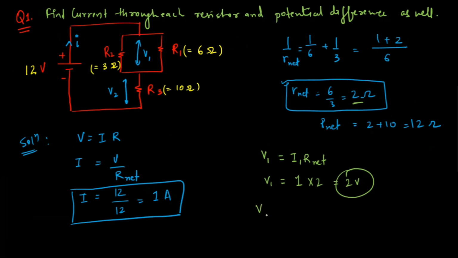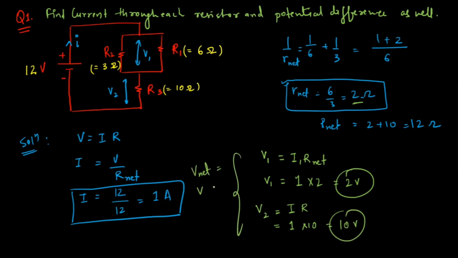Similarly, to find the net potential across the R3 resistor, which we have marked as V2, it must equal I times R. I is 1 and R is 10, so the potential is going to be 10 volts. Also, we need to understand that the sum of these two potentials must equal the battery potential. So V1 and V2 must constitute the 12 volts, and we can simply see here that we can calculate it this way. I hope you understand this.